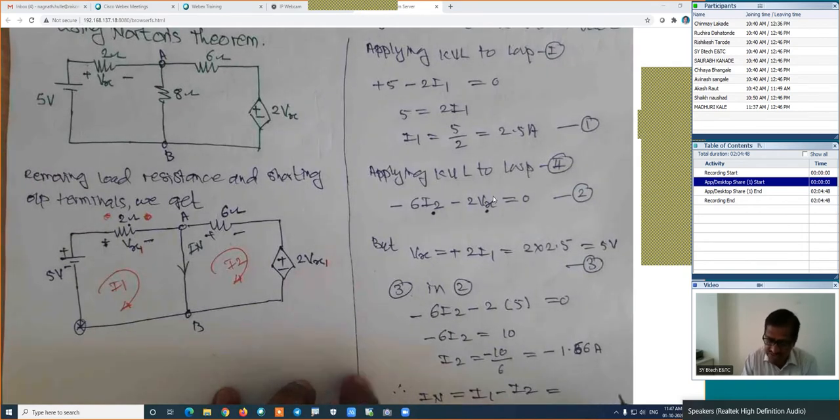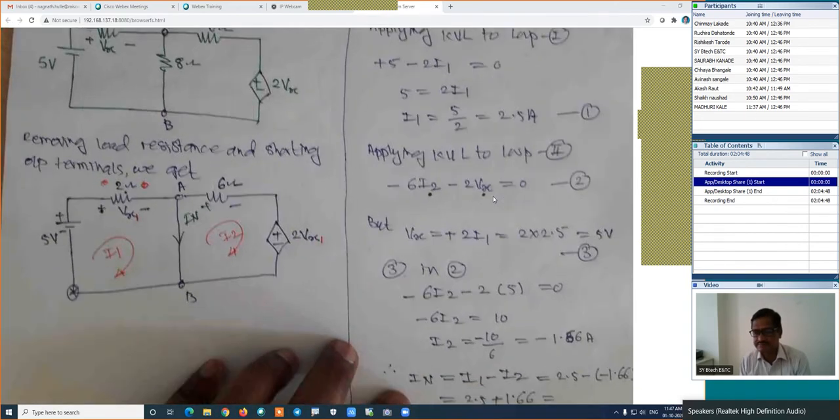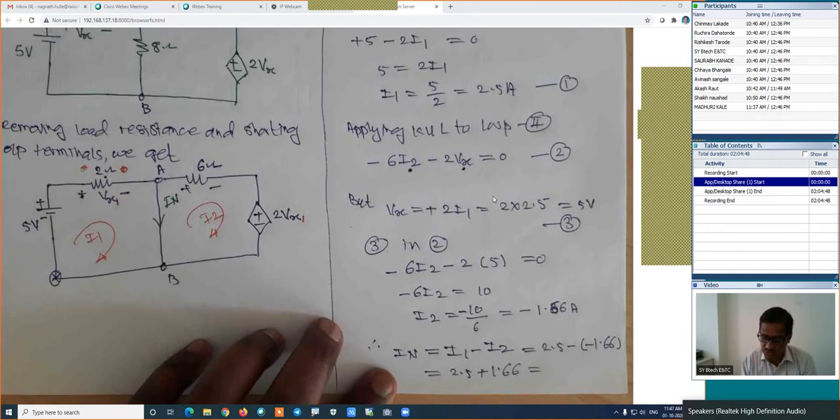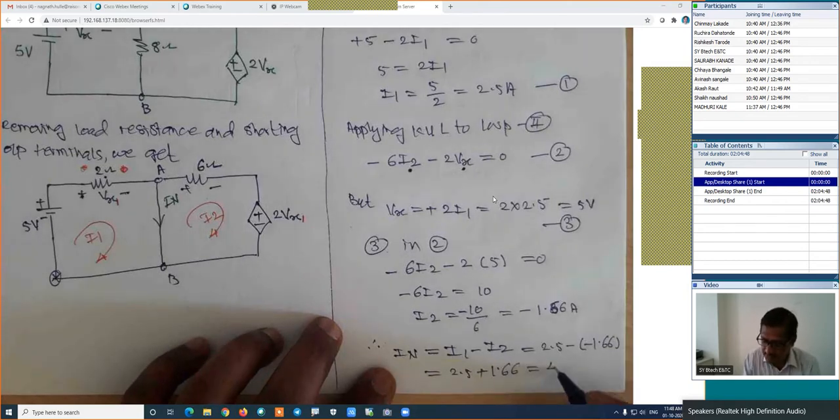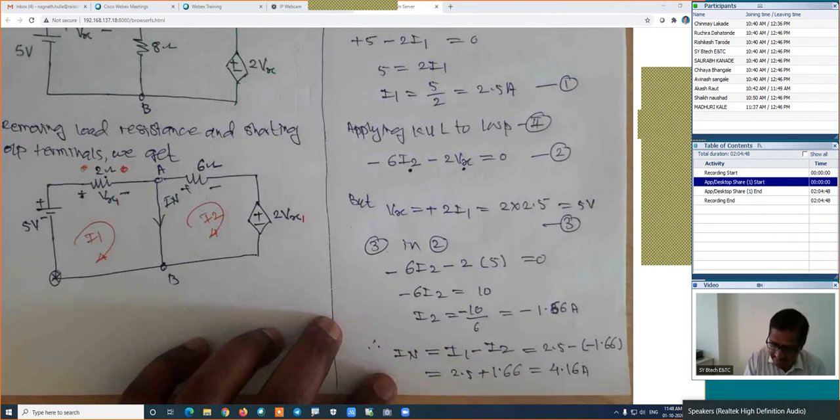Which is equal to, how much is I1? 2.5 minus, how much is I2? Minus 1.66. Is it right? Which is equal to 2.5 plus, minus and minus is plus, 1.66. How much is the final value? 4.16. 4.16 amperes is the IN, which is the Norton's current. Is it right?